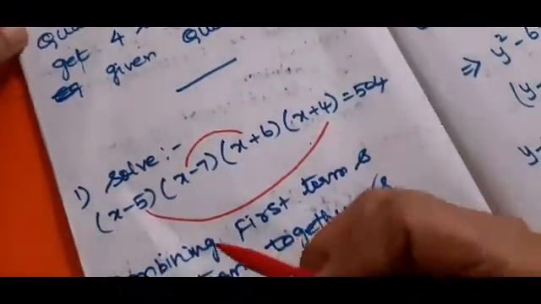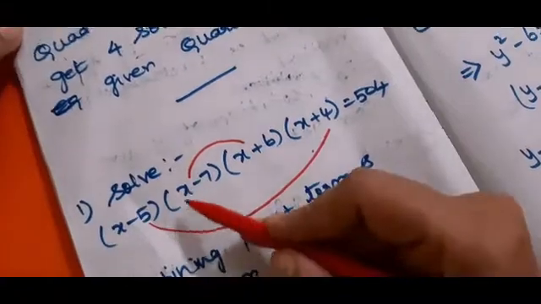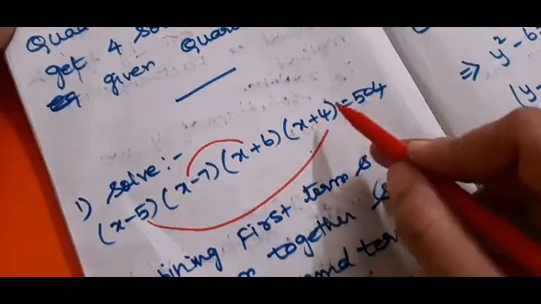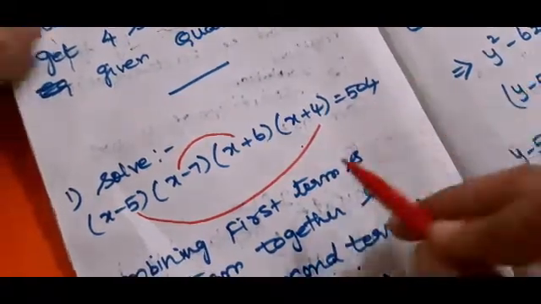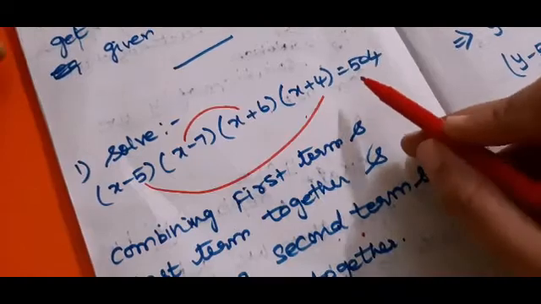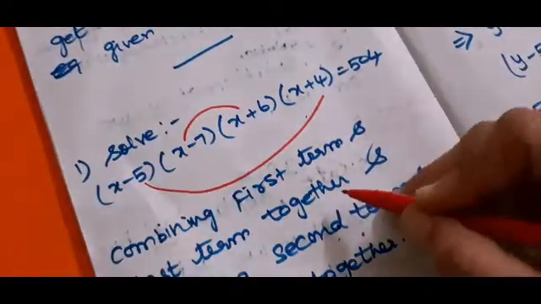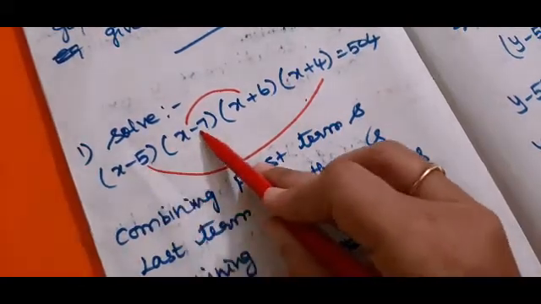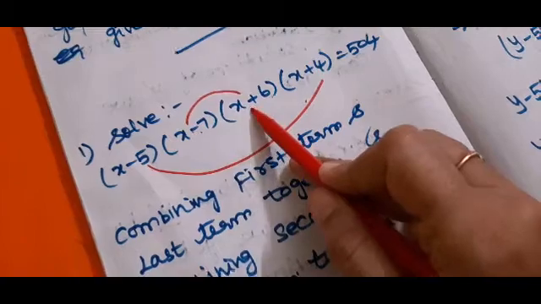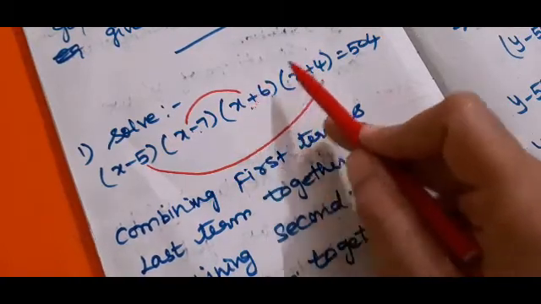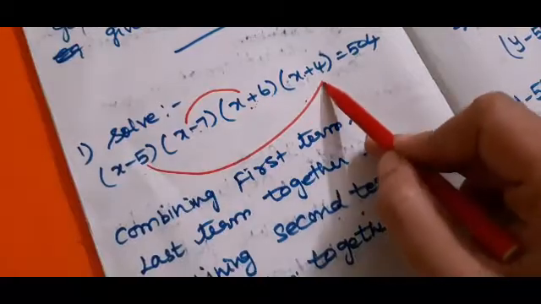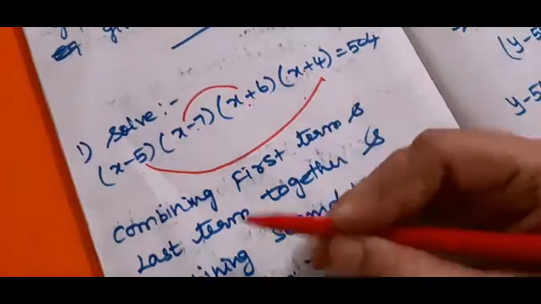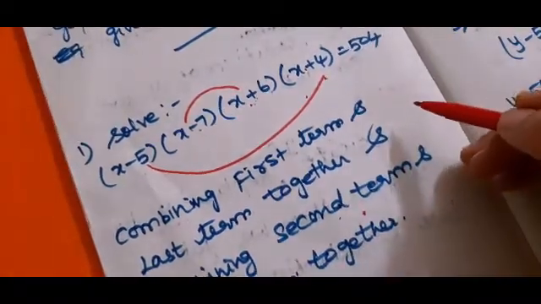Then the first question is (x − 5)(x − 7)(x + 6)(x + 4) = 504. This is the question given. It is a quartic polynomial. Now I told you already, I can combine the first term and second term, or the second and third, or the third and fourth, or the first and fourth. I can combine anything, but I should get the first two terms equal.